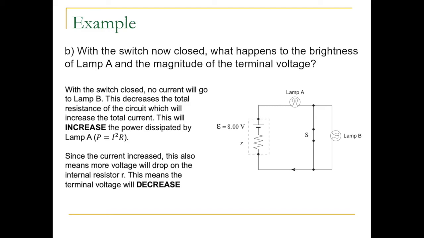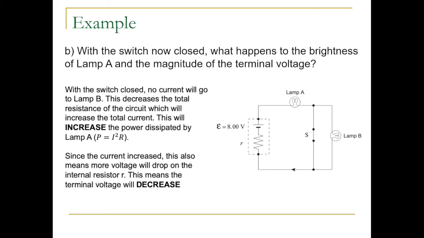Now because of that, we have to think of what's going to happen. When lamp B is eliminated from the circuit, we have essentially decreased the total resistance of the circuit. Because of that decrease in resistance, based on Ohm's law, the only way for that to happen is for the total current to increase, because we're not changing the voltage of the power supply at all.